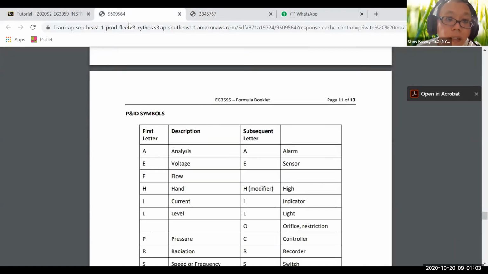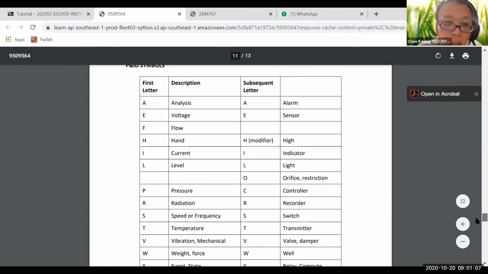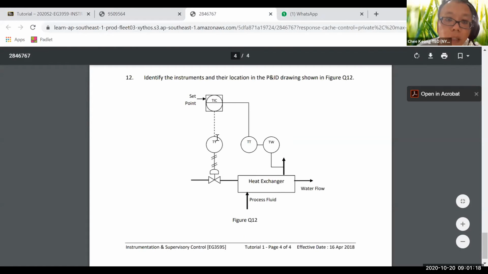What is TY? Can see from the formula sheet, T means temperature, right? The first letter is temperature. Y means relay or converter or whatever. So TY means a temperature relay.